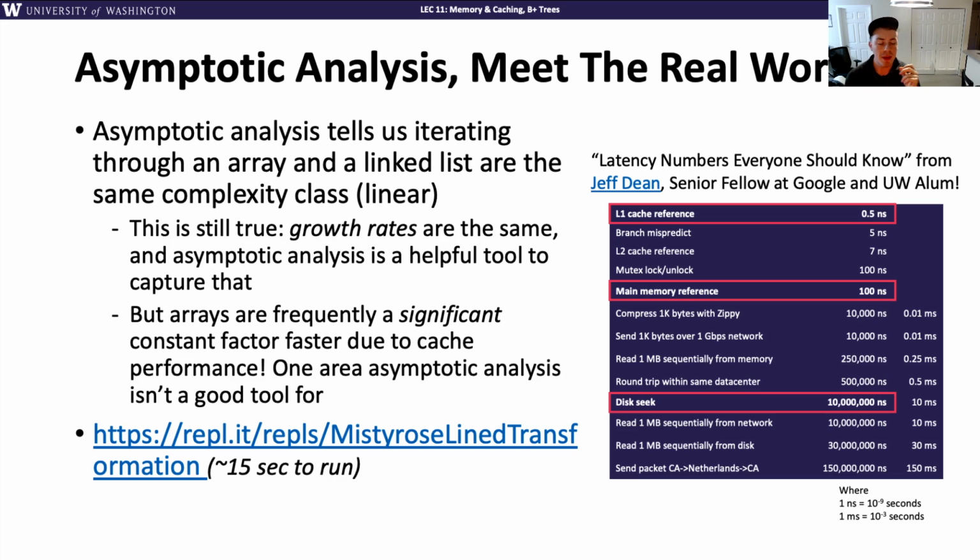But it turns out, because of this caching stuff and how memory is organized, most code that uses arrays, if they have the same big O complexity, will be much, much faster because there are significant constant factors that are faster due to how caches work. So this is one area that asymptotic analysis misses out.